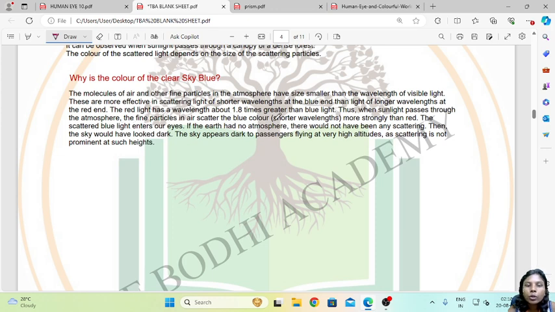If the earth had no atmosphere, there would not have been any scattering. Because the earth has an atmosphere, with the various mediums present, this scattering occurs. If there was no atmosphere, no such scattering would occur, and we would have a sky which would appear very dark. The sky appears dark to passengers flying at very high altitudes, as scattering is not prominent at such heights. So if you are flying at high altitudes, we cannot see this scattering, and therefore we see a darker region because of the absence of scattering.